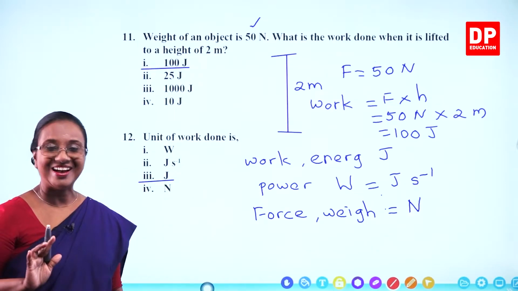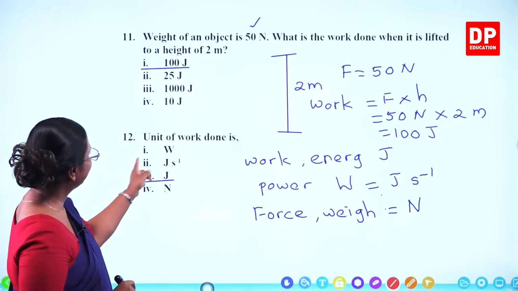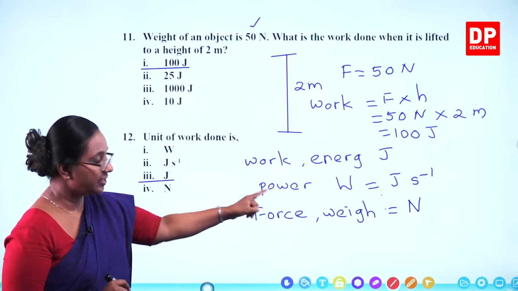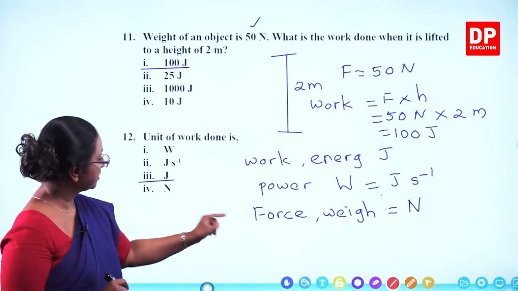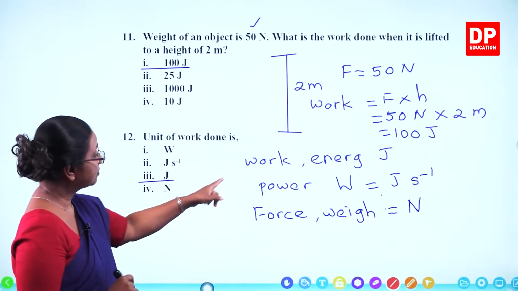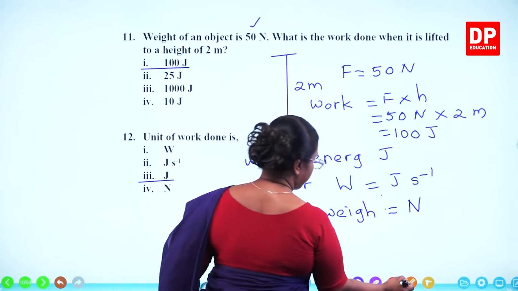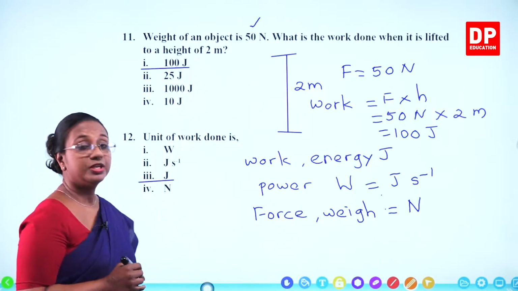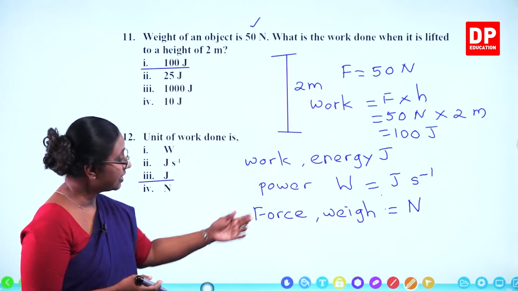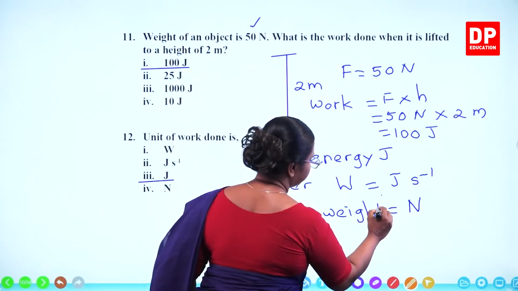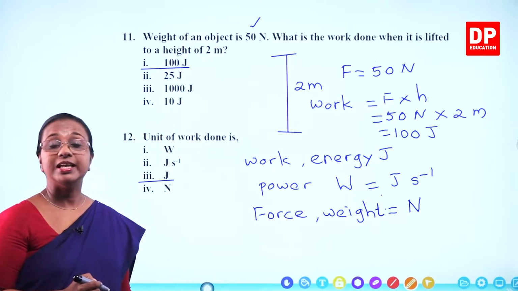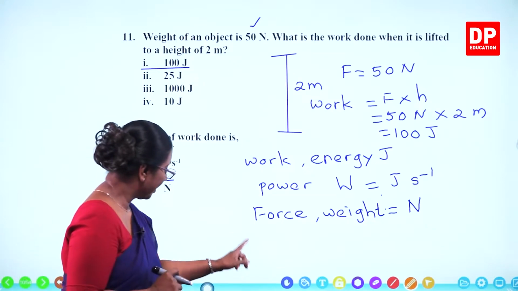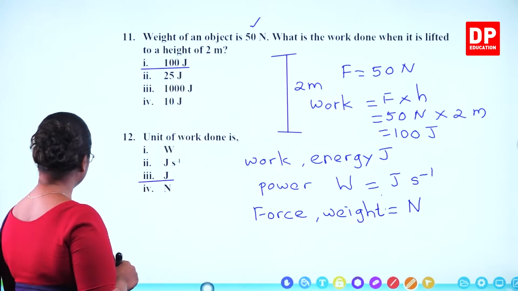So I'm sure you have answered that correctly. Unit of work done, not watts. Watts is power. Joule per second is also power. Then joules is again work done as well as energy. And also Newton is force as well as weight of object. Is that clear to you all students? So then we'll move on to the next question.